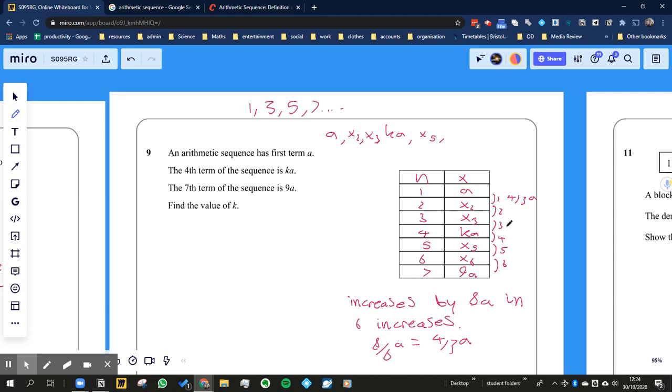So if it's 4/3 a, then by the time it has increased 3 times, that's going to be 4a. So it's increased by 4a in total, which means it started off at a. So now ka must be equal to 5a. Therefore, I've just done the whole question now, haven't I? K is equal to 5. Let's check to see whether or not I'm right there, though.